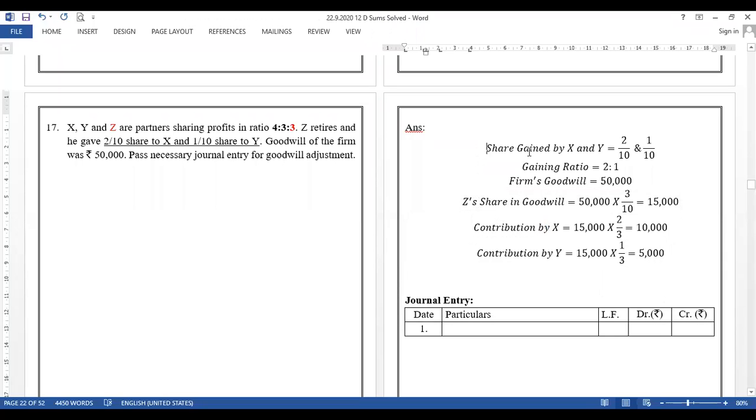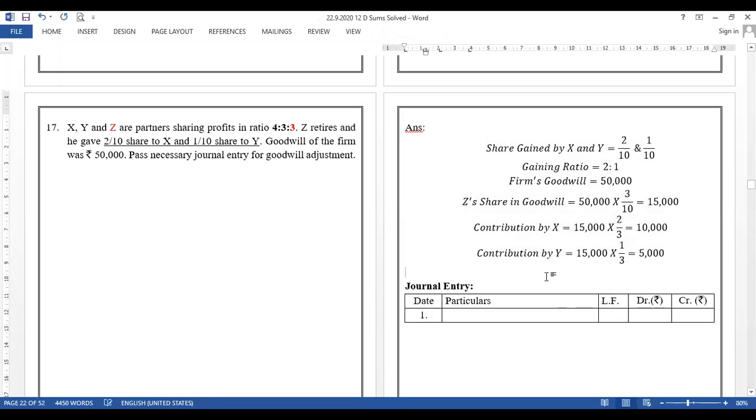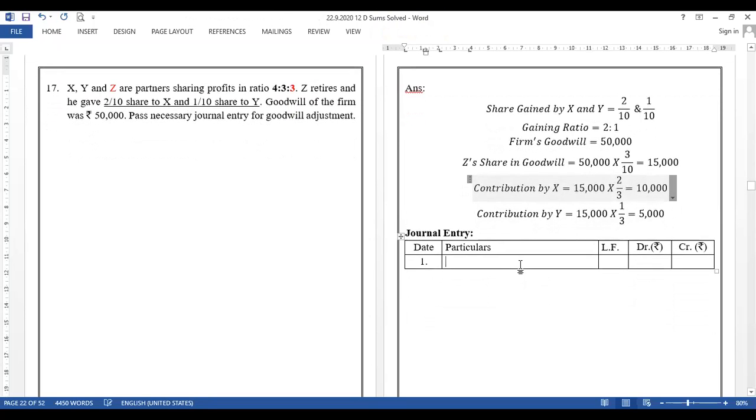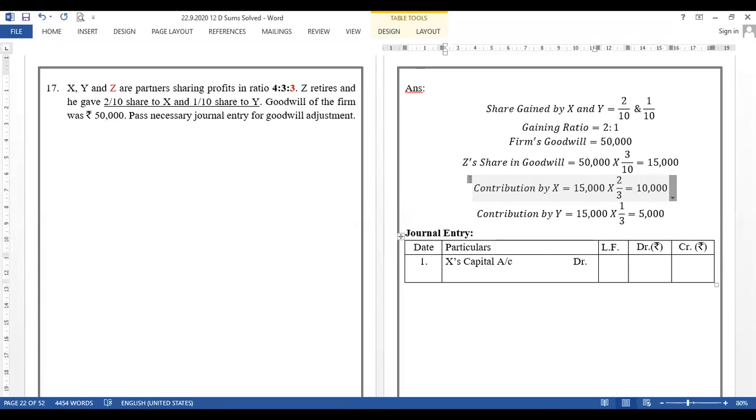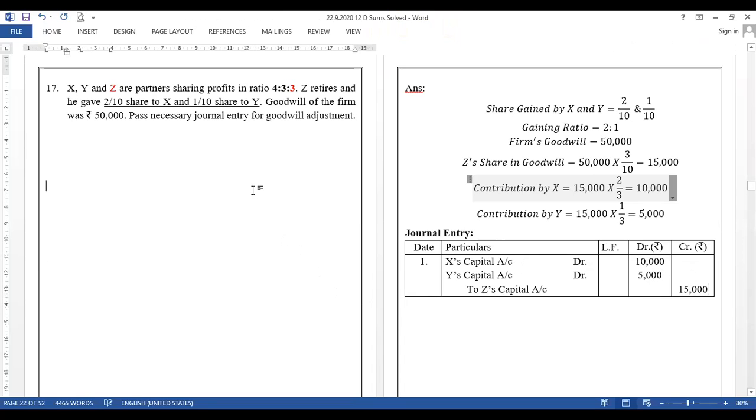The same process: same gaining ratio, firm's goodwill, retiring partner's share, contribution by the gaining partners. That's all. Entry is also the very same, and only one entry in fact for goodwill, gaining to sacrificing. Gaining is X and Y. So X's capital account will be debited, right? Y's capital account also will be debited, to Z's capital. This is 10,000 gain, 5,000, and total is 15,000 for Z. So this is also done.